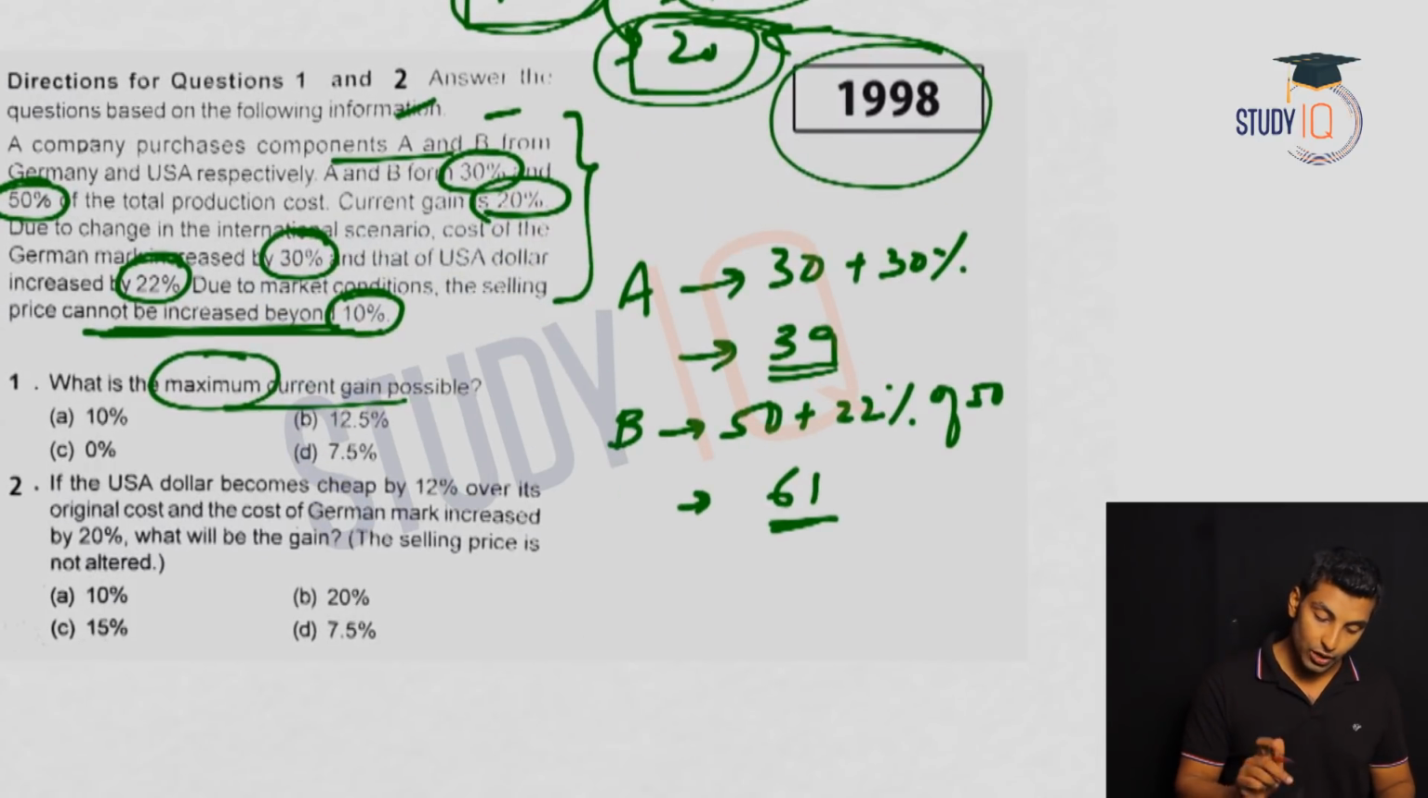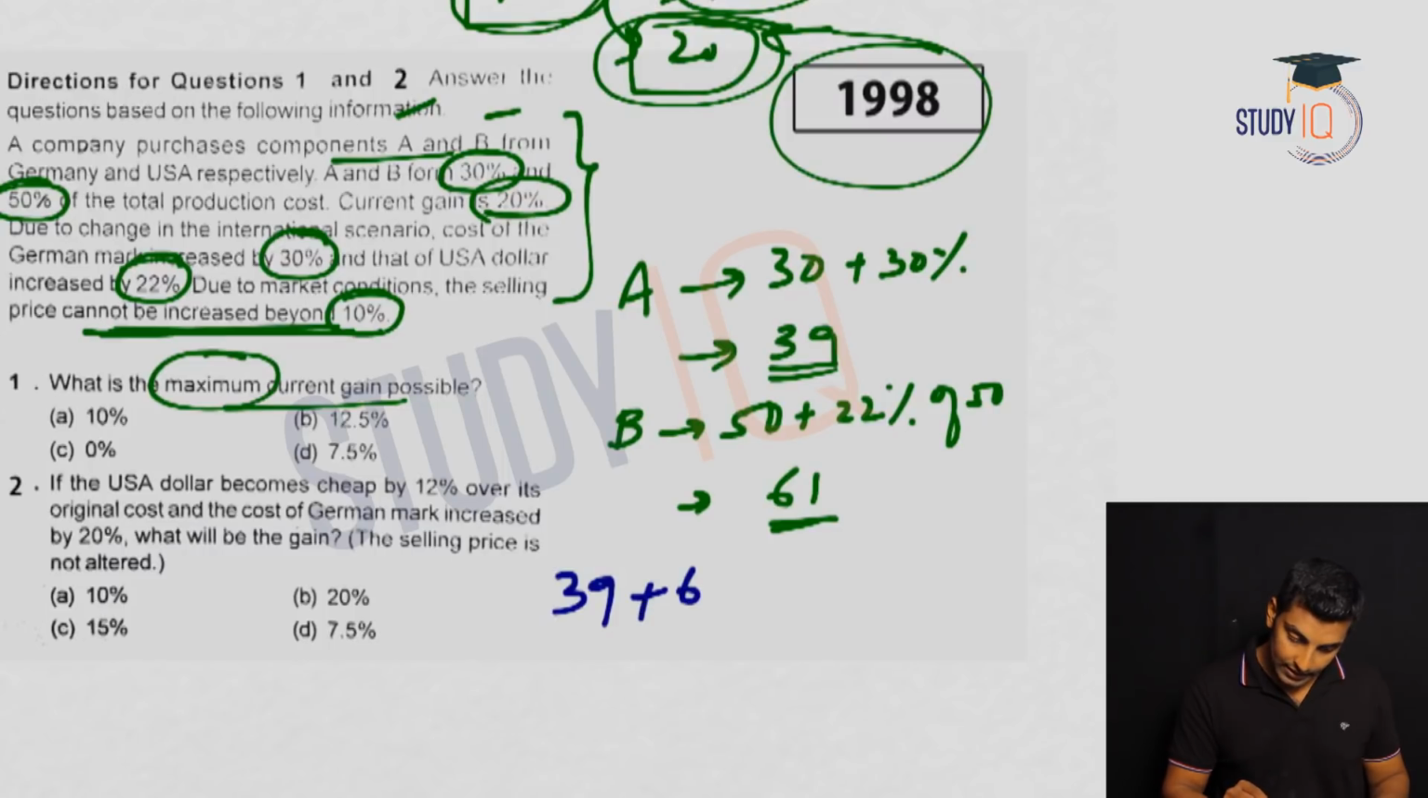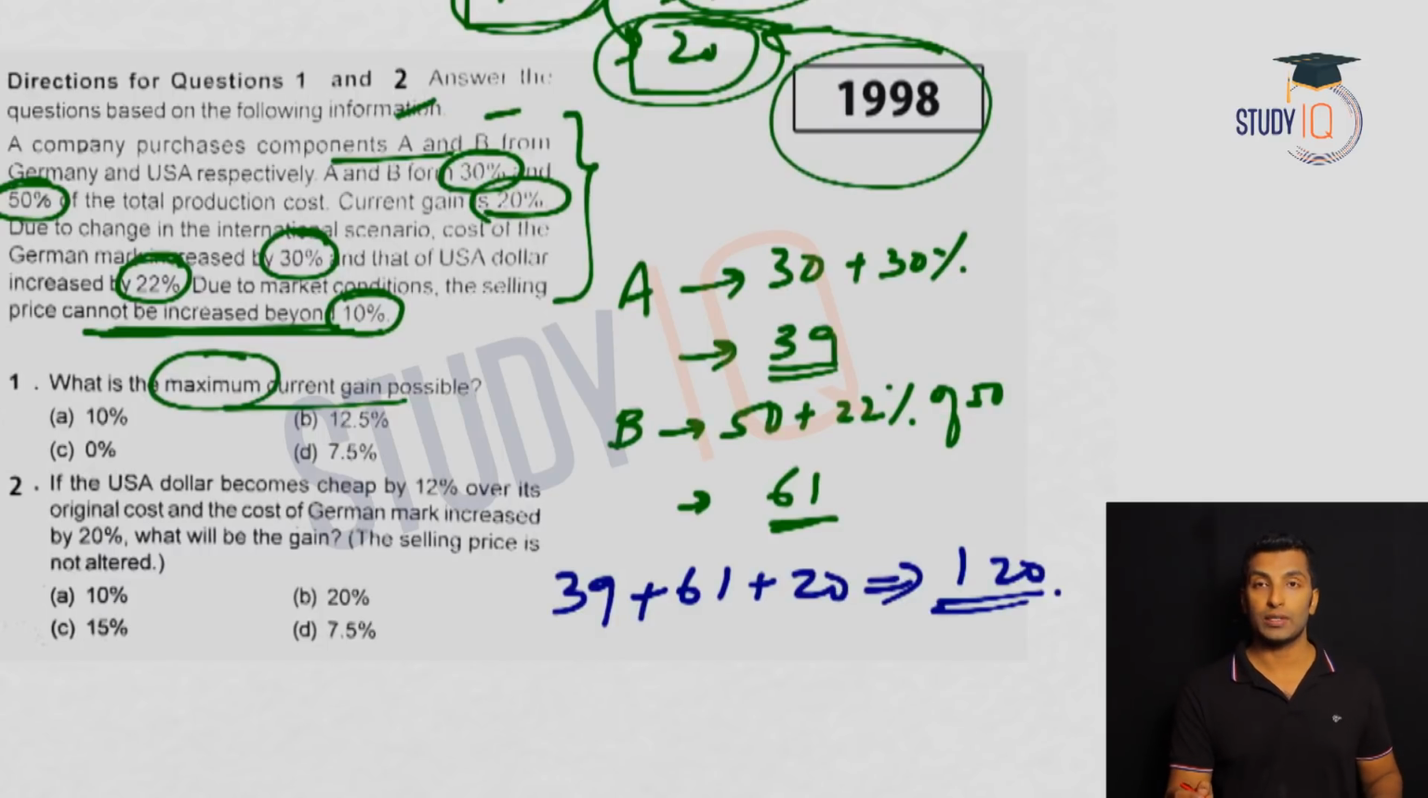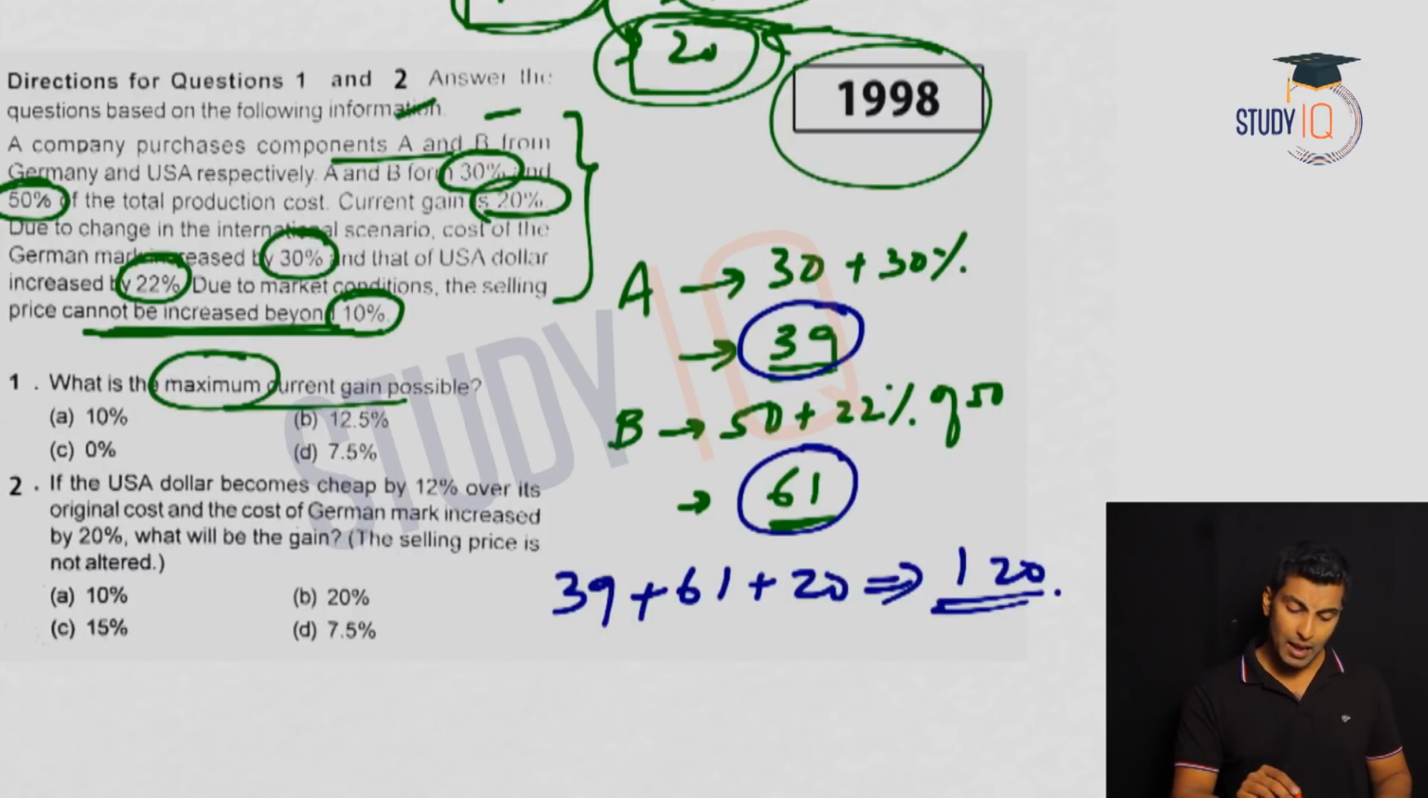So if you see, what is the new cost? 39 plus 61 plus 20 is the new cost. So what is that? 120. 120 is the new cost. Why? Because 30 is increased to 39 and 50 is increased to 61. So 20 changes there, but this 20 remained the same. Okay, so 120 is the new cost price.